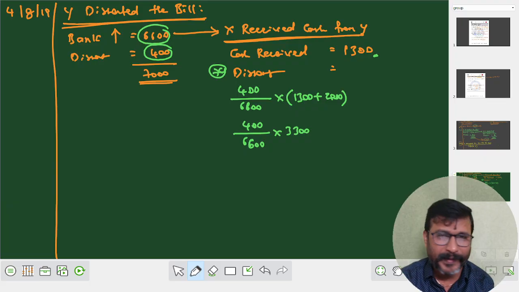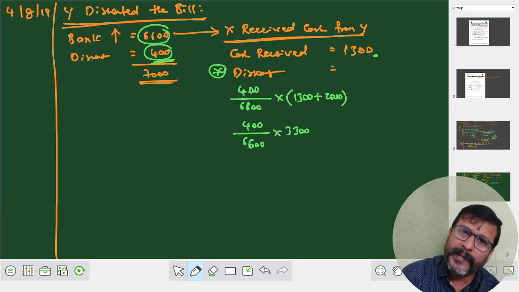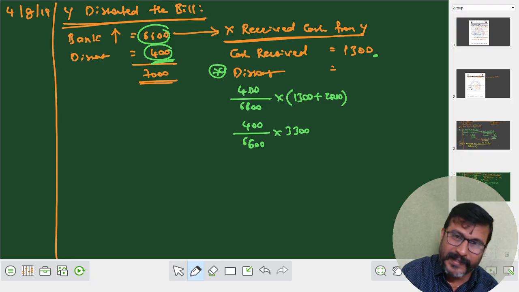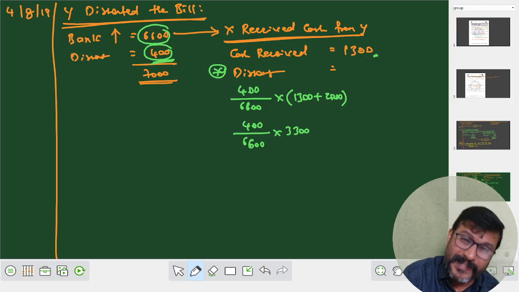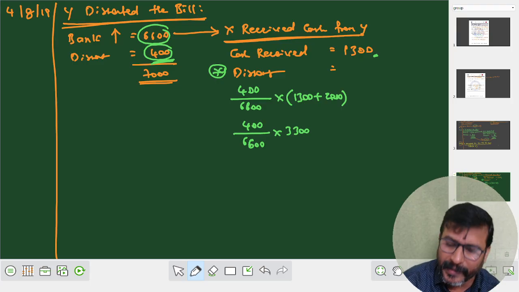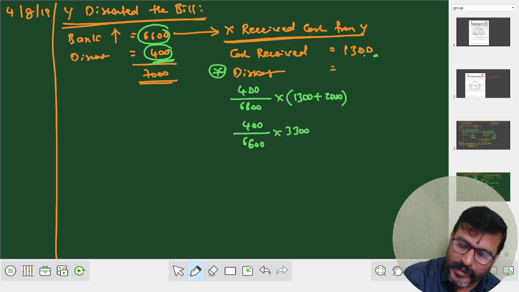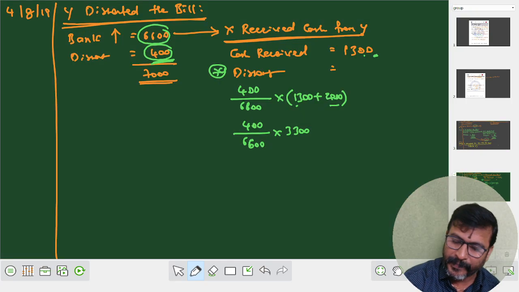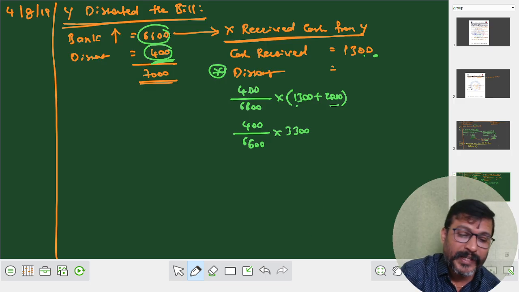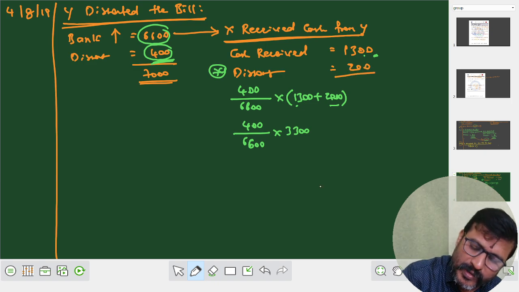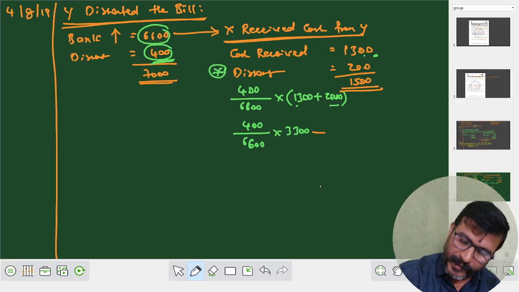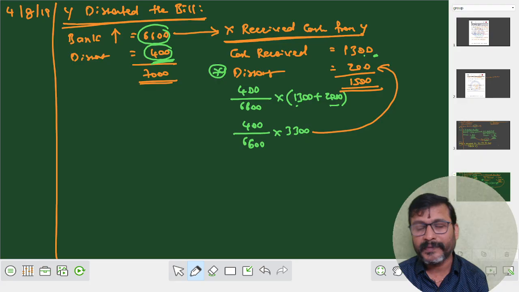How to work out a discount? When the discount amount is not given, take this 400 divided by 6600 as a discounted value. So 400 rupees is the discounted value for getting 6,600. Take this 1300 plus gap. What was the gap in the earlier page? Gap is 2000 rupees. So it comes to 400 by 6,600 into 3300. Your discount amount comes to rupees... use a calci and work out. It comes to rupees 200. Now the answer is 1500. Did you understand how to work out this discount? Fine. Let us move on.